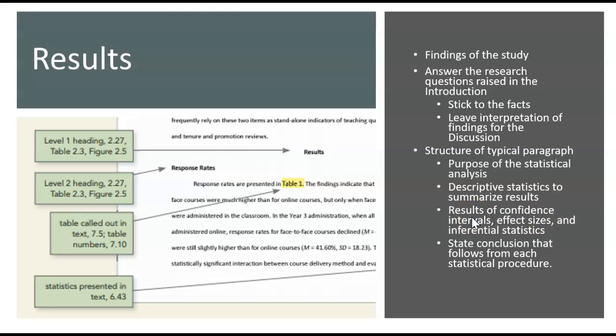The newer standards are really encouraging writers to include, in addition to p-values and statistical test results, confidence intervals and effect sizes to back up our inferential test results. And then you are expected to draw a conclusion, not an interpretation, but a conclusion. For example, if you did detect a significant t-test value, you are to say there was a significant difference in means. The mean for group 1 was higher than the mean for group 2. The effect size was moderate. That's a conclusion.